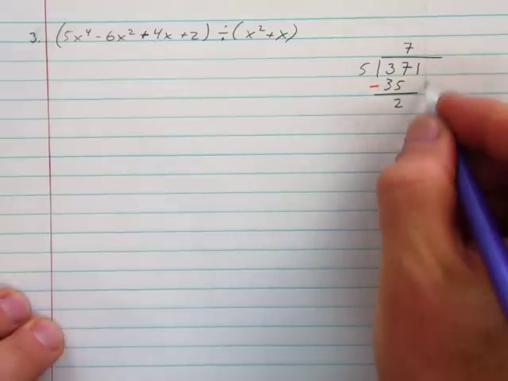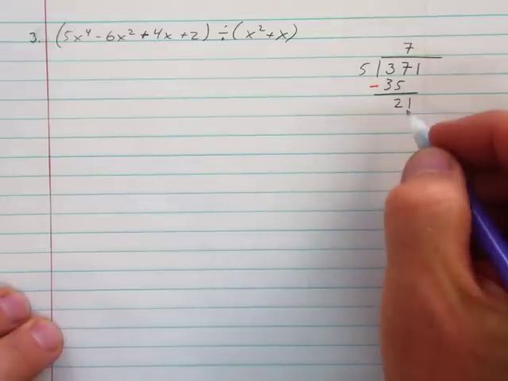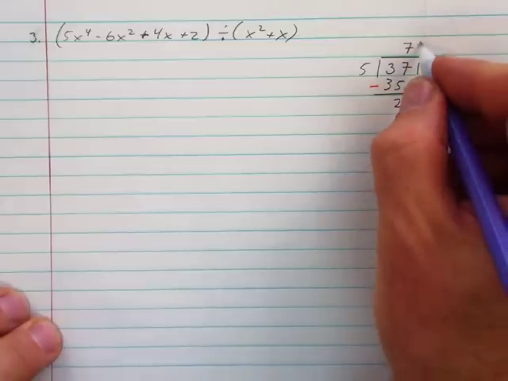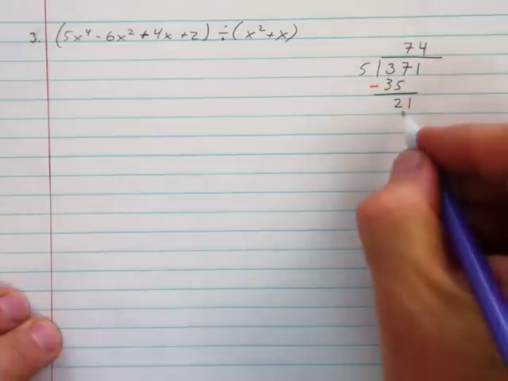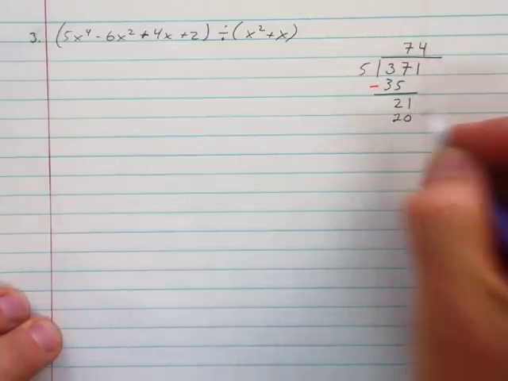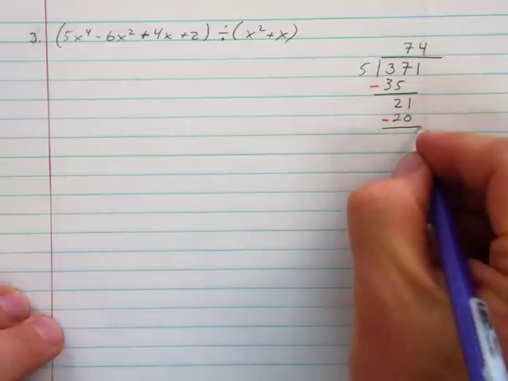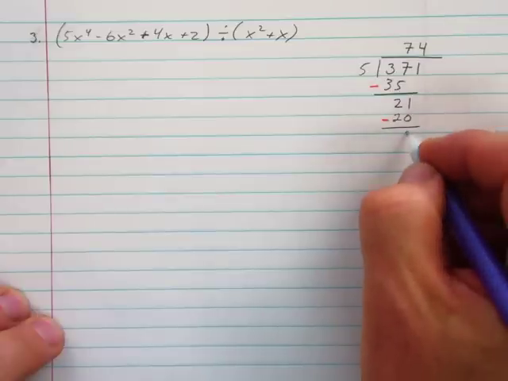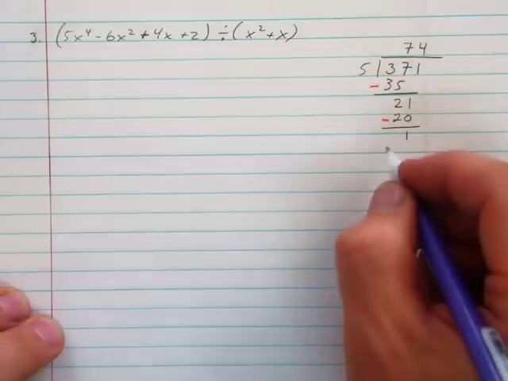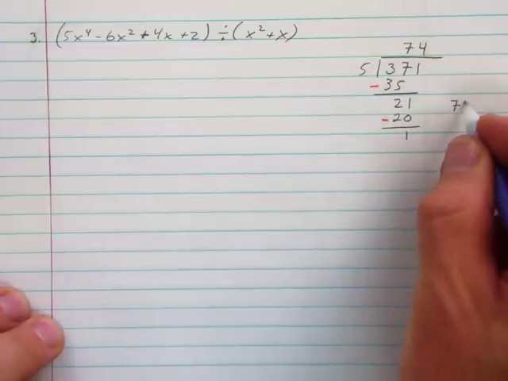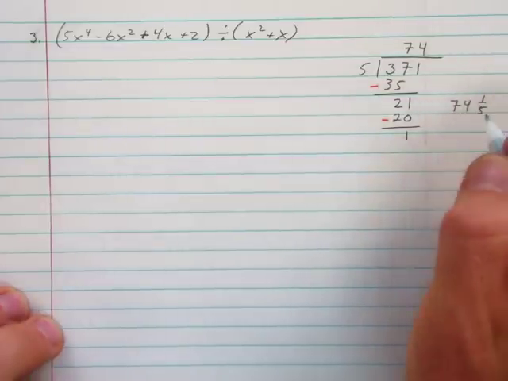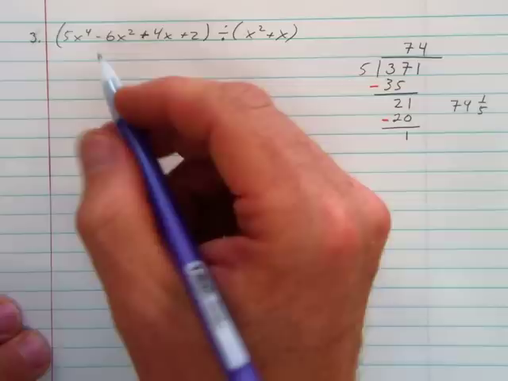We get 2. We bring down the 1. Does 5 go into 21? Yes. 4 times. 4 times 5 is 20. Subtract. And then we have a remainder of 1, so this would be 74 and 1/5. We're going to apply that same idea for these polynomials.